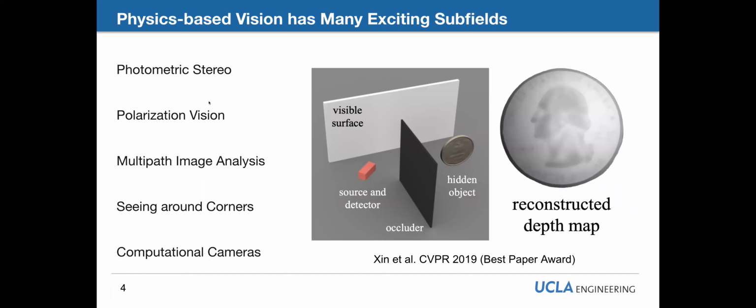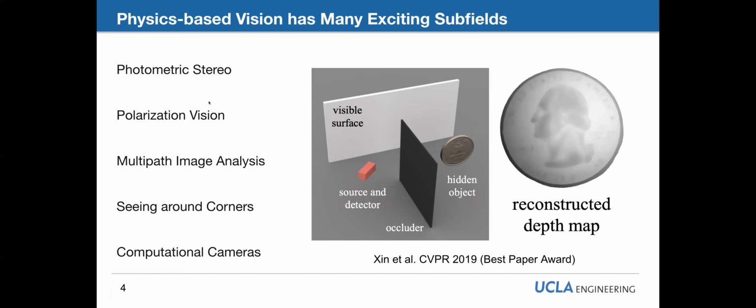We've seen a large growth in physics-based vision methods, from classical techniques like photometric stereo, which are still active areas of research, to now even cameras that can see around corners. For example, the Best Paper Award at CVPR 2019 last year was awarded for a breakthrough that was able to leverage the wave physics of light to see objects around the corner.